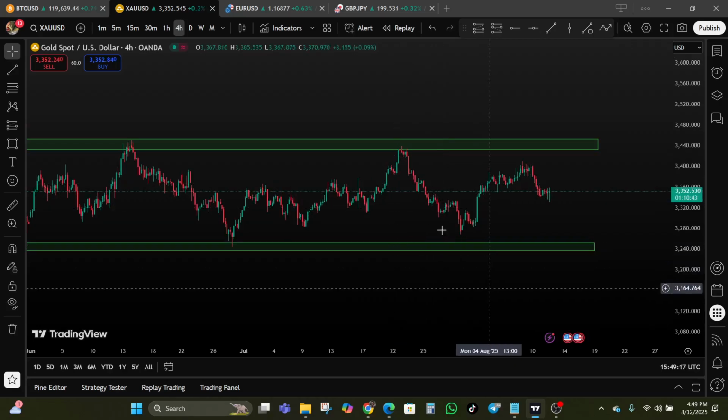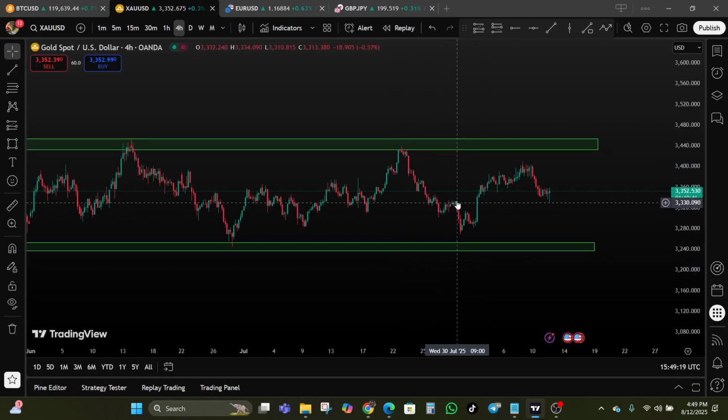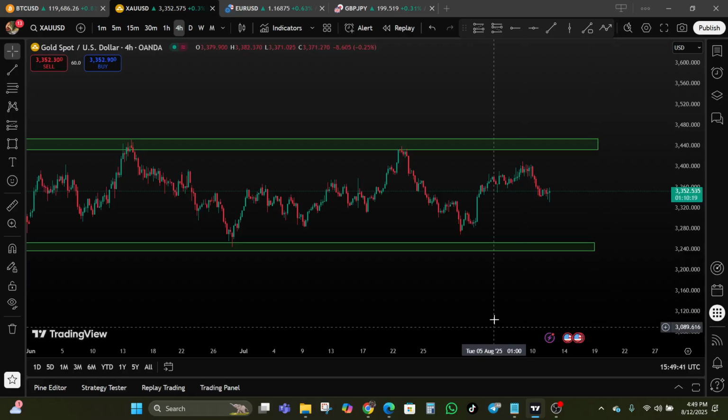Okay, then in a downward scenario, for a bearish trade, you have to watch for price to rally to your resistance and then print a bearish candlestick pattern. It could be a bearish engulfing, could be an evening star, or any other bearish candlestick pattern before you jump into a sell trade.